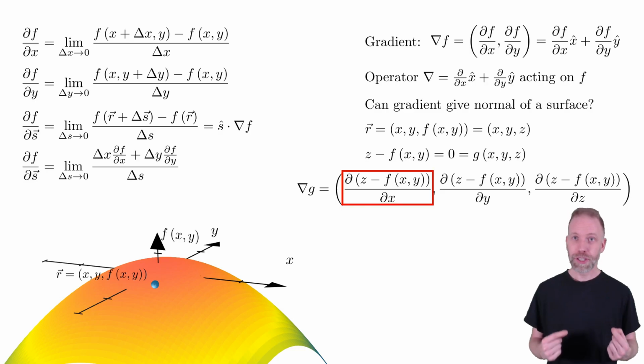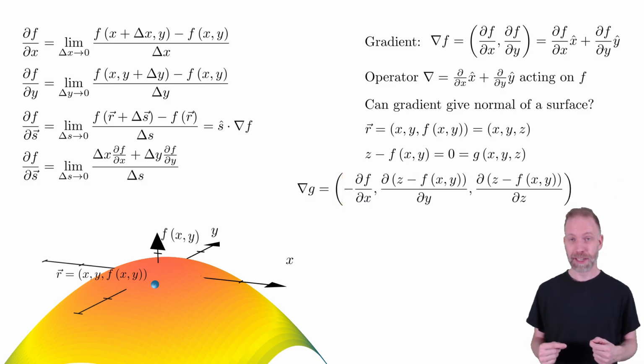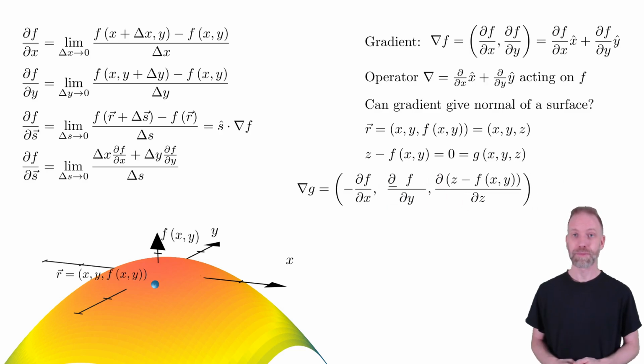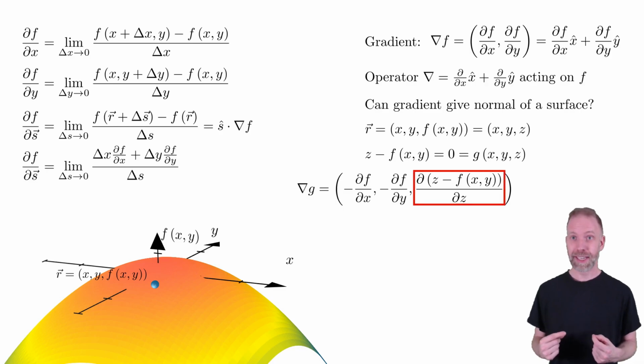When we take the partial derivatives of x and y, remember that z should be considered a constant. Hence, the partial derivative with respect to x is minus df dx. Similarly, the partial derivative with respect to y is minus df dy. And the partial derivative with respect to z will be the derivative of z, which is 1.